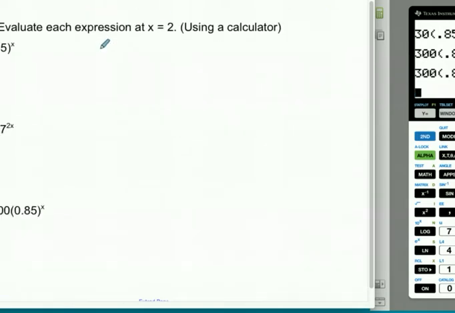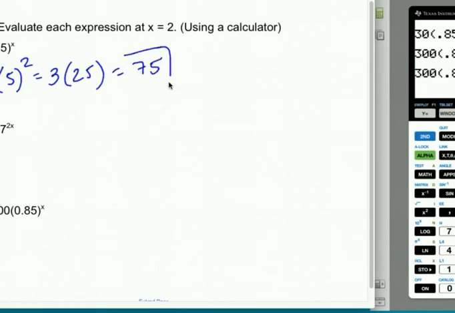All right, so just a little bit of practice at typing this stuff in. We're just going to evaluate each one of these at x equals 2 using a calculator. So this would be 3 times 5 to the second. Honestly, you could do this one by hand. This is definitely 3 times 25. So if you just want to get that as 75, great, right?